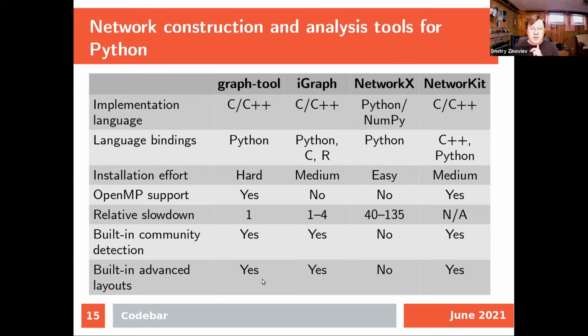If you look at this table, you may notice that NetworkX is actually not the best of the modules. It is not written in C, which means it is quite slow. A relative slowdown with respect to GraphTool module is about 40 to 135. It is much better now. As I said, this data is 3 years old, but it is still a slow module. It does not have bindings to C and R languages. It is only available in Python.